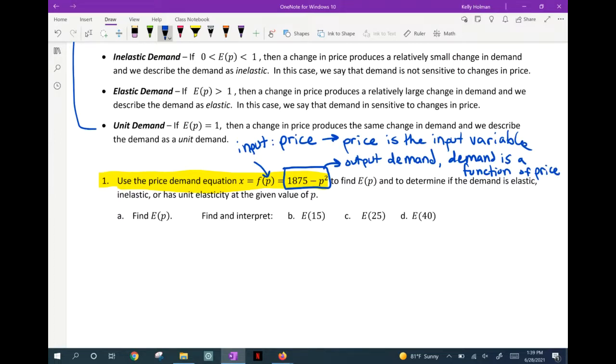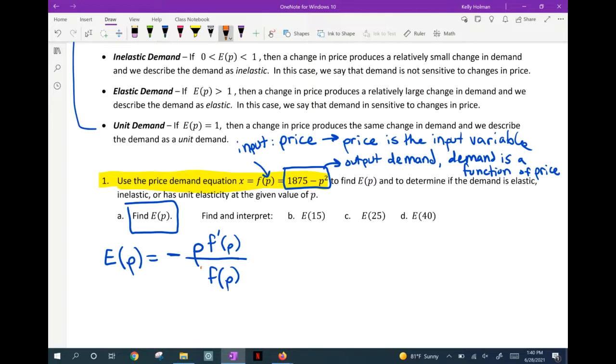Okay, and we are being asked to do 4 things. The first thing is just find E of P, do that calculation. So I'm going to rewrite my formula here. E of P equals what? Well, the formula has a negative built in, and it has the P built in. P is your price, right? Here it's just a generic price. Then it has F prime of P in the numerator and F of P in the denominator. So F of P is your original equation, and the F prime in the numerator is just a derivative of it.